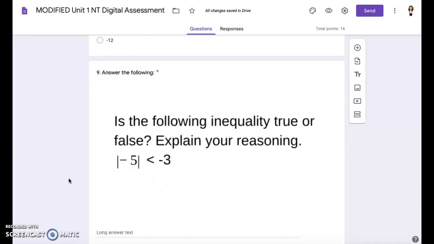Answer the following. Number 9. Is the following inequality true or false? And explain your reasoning. The absolute value of -5 is less than -3. And type your response down below.